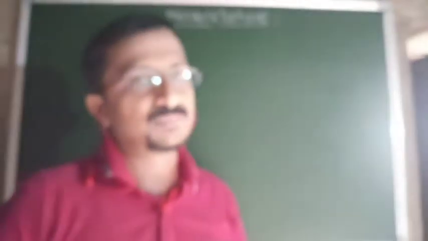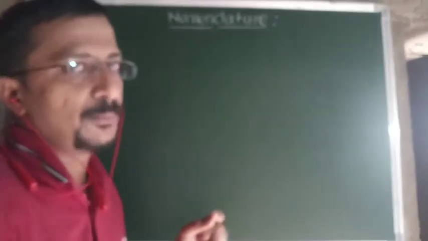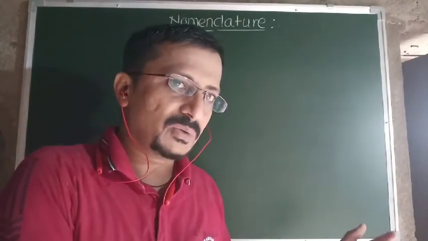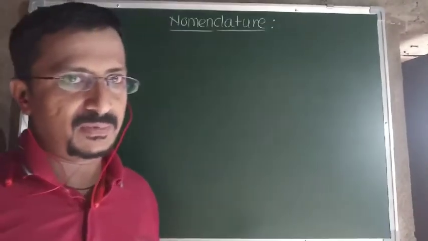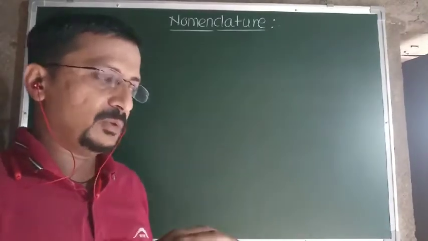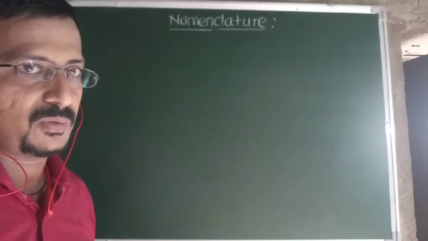Now see, the nomenclature of all the compounds consists of 5 basic components, and if we go sequentially through these 5 components, one can give the name to any organic compound. It's a very easy task for that particular student to nomenclate the organic compound, isn't it?